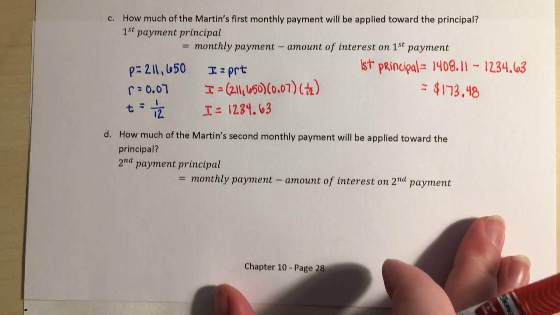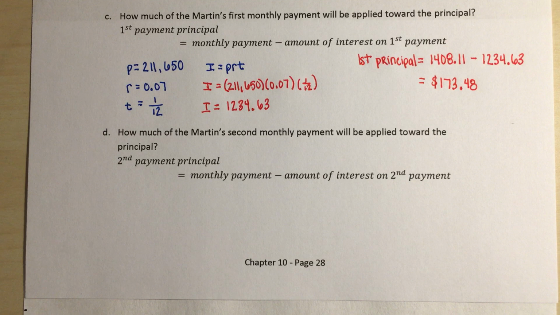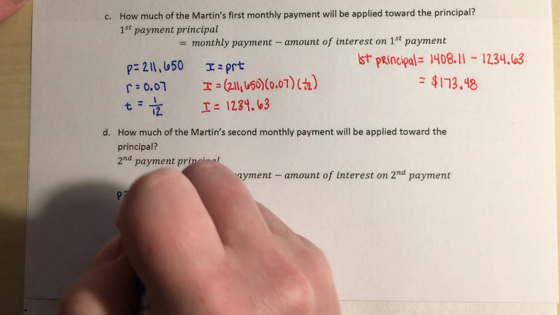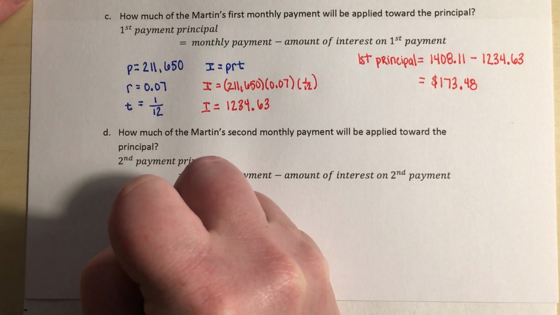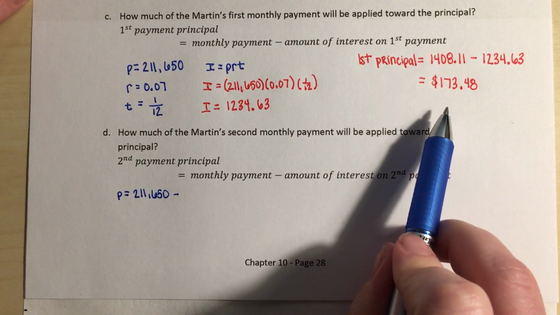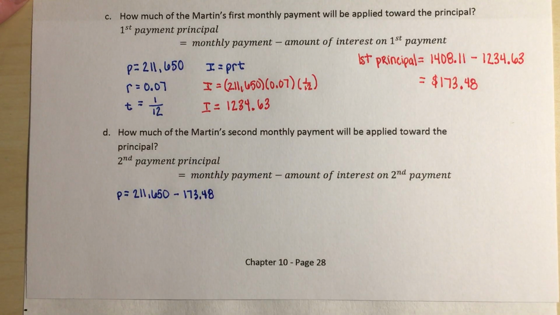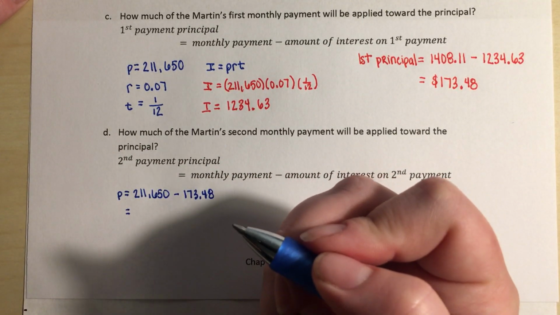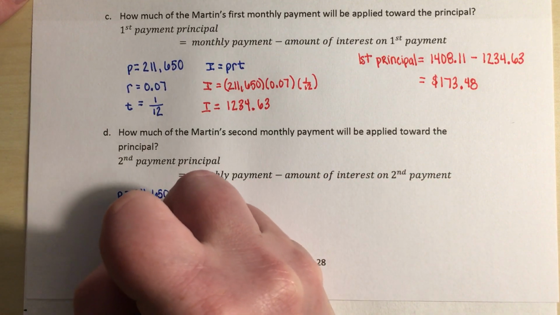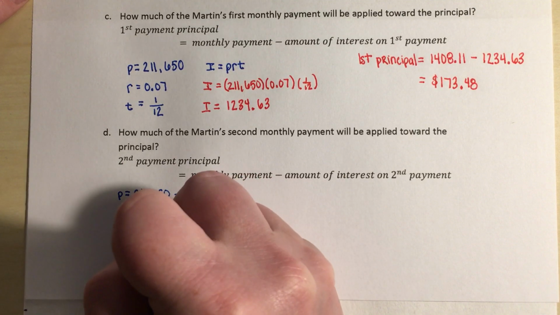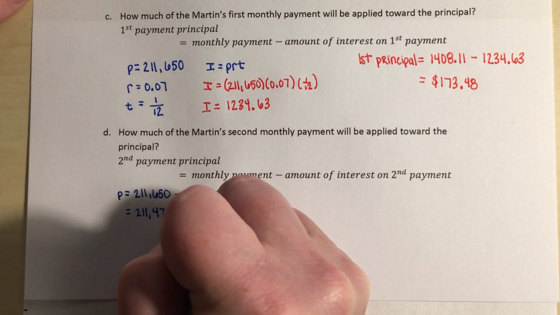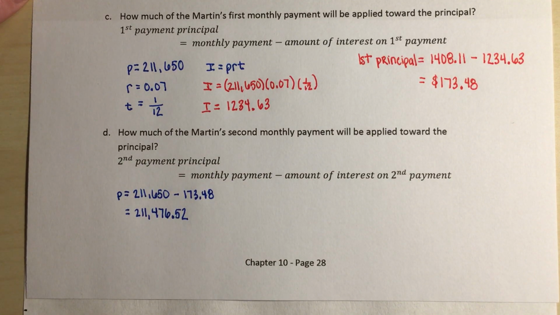Right, so now we're going to look at our next payment. How much of the Martins' second monthly payment will be applied towards the principal? So we are going to start again by finding our interest using our simple interest formula. All right, so for our principal, we're going to take the original amount, $211,650, and subtract the $173.48 that we just paid for that first month towards the principal. That is going to give us $211,476.52. Right, so that is our adjusted principal.